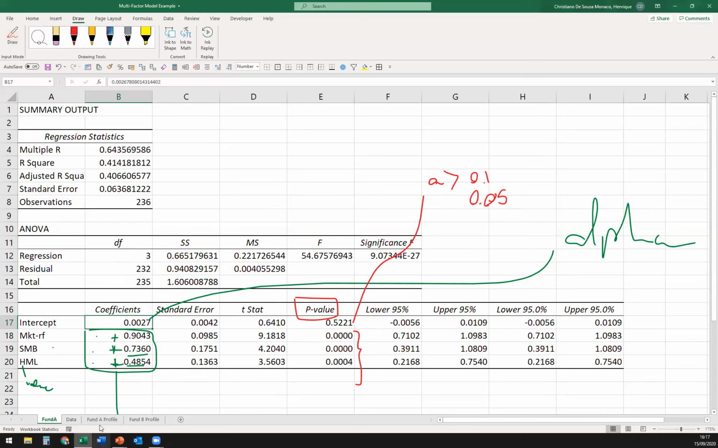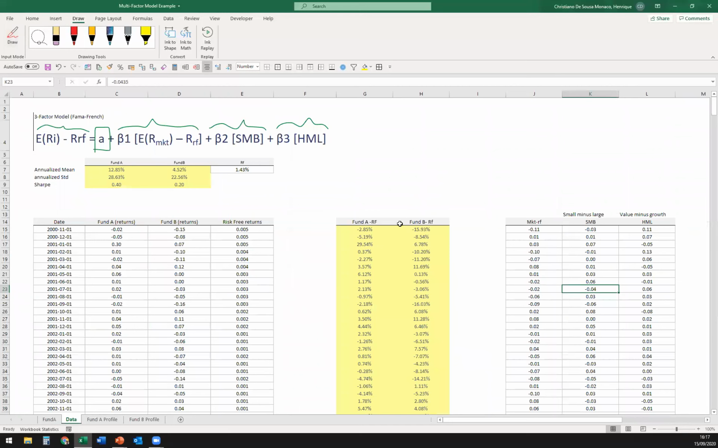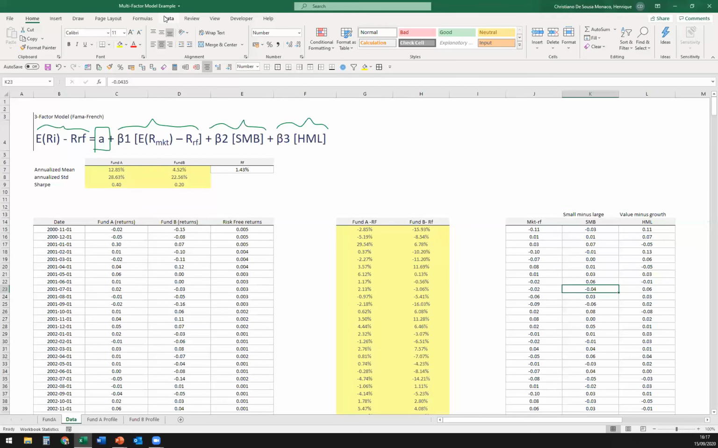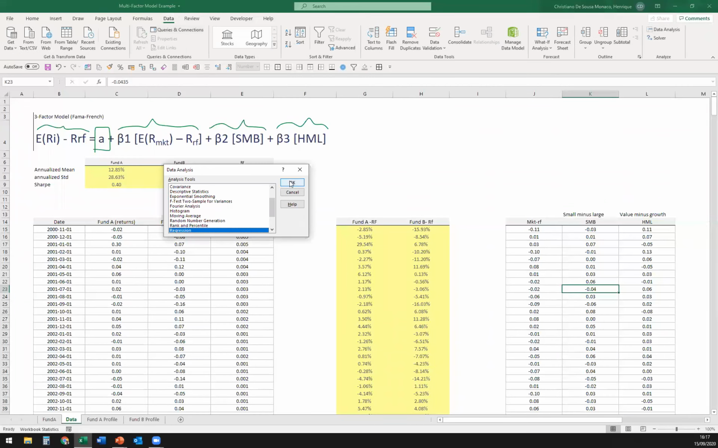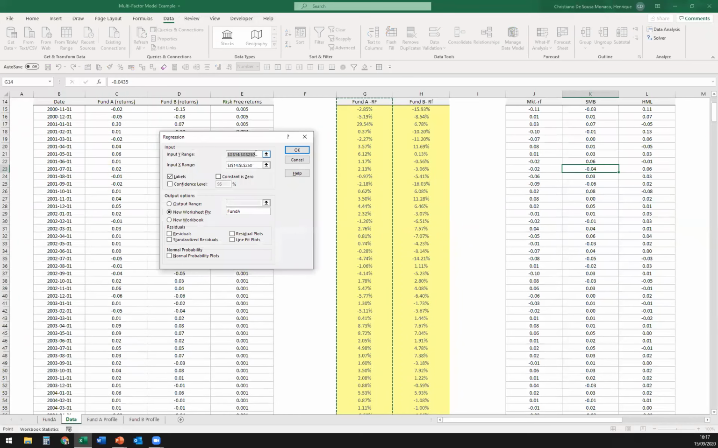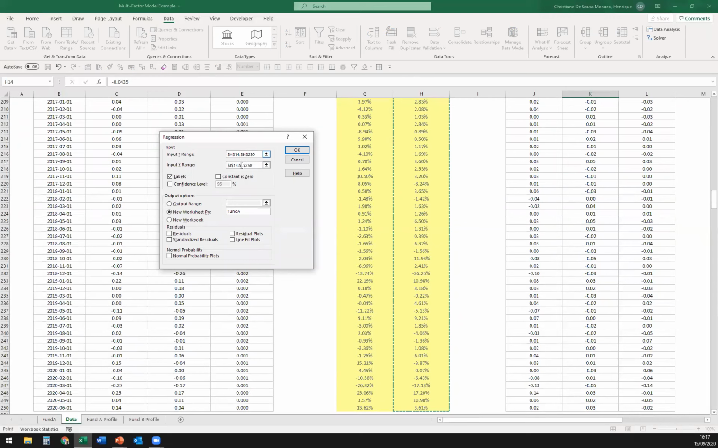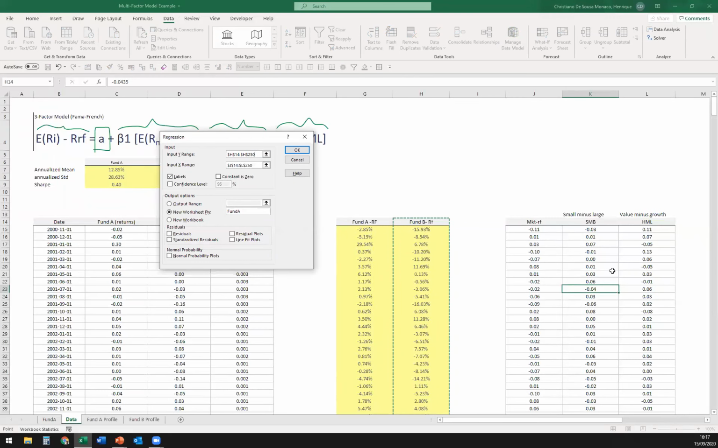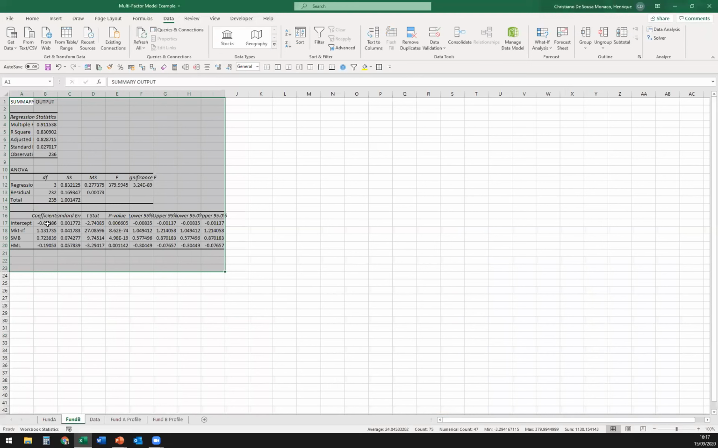Okay, let's do the same for Fund B. So I'm gonna go over data analysis, regression. Now my Y range is gonna be Fund B. I'm gonna highlight it all, same range here. On the X variable, I highlighted this whole interval, and my new sheet is gonna be Fund B. Now let's look at these results over here.